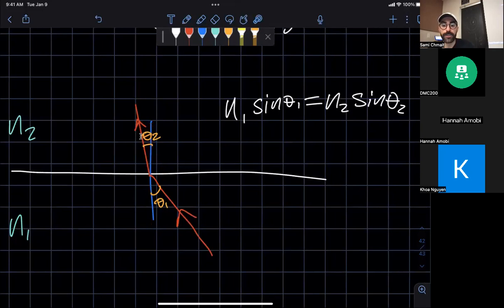And then the index of refraction: n is equal to the speed of light in a vacuum, so that's 3 times 10 to the 8th meters per second, divided by the speed of light in that certain medium. So you can calculate n if it's unknown.